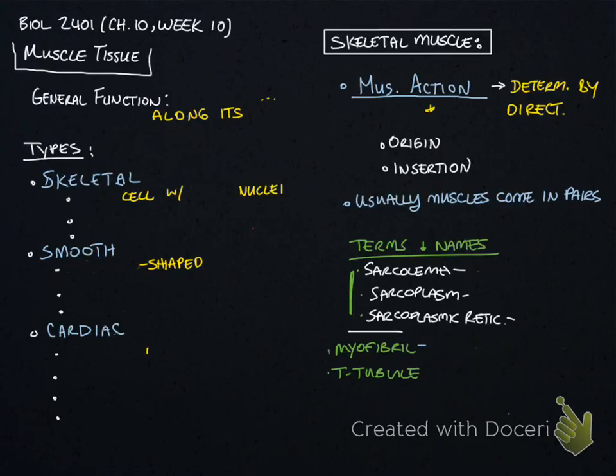Okay, so chapter 10 focuses on muscle tissue, and I just want you to recall that the four main types of tissue found in the body are, of course, muscle tissue, connective tissue, epithelial tissue, and then nervous tissue. Since we're focusing on muscle tissue, predominantly on skeletal tissue, I want you to recall its general function.